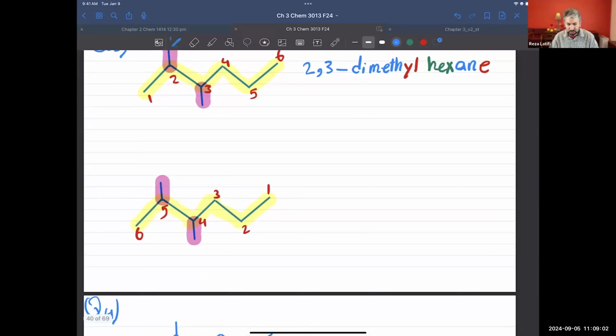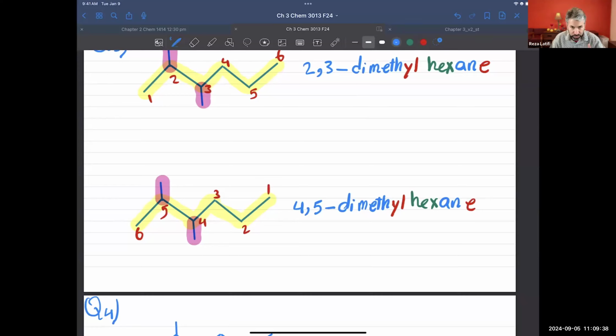Okay, how about the next one? On the 4th and 5th, I have 2 substituents. So I'm going to say on the 4th and 5th, I have 2 methyl. Just to say I have 2, I use di. And then I say methyl, with YL, because I want to say those 2 methyls are sitting, or riding, on the parent. And what's the name of the parent? Hexane. Okay, hexane.